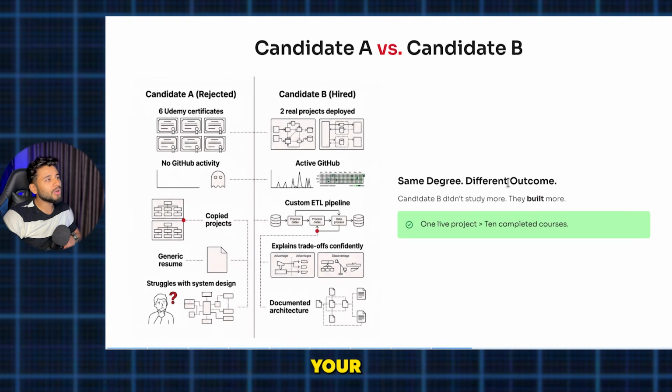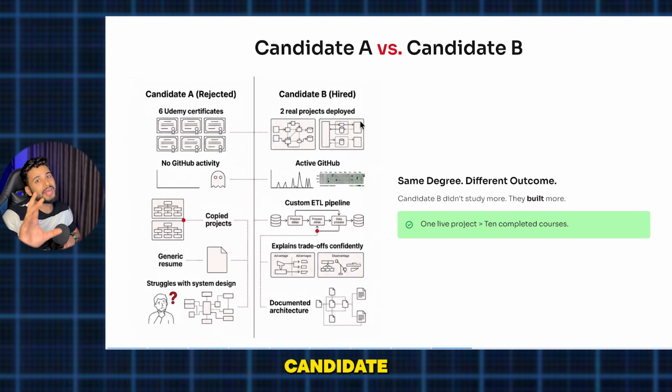Next thing is basically your candidate. There are two candidates, suppose candidate A and candidate B. Candidate A gets rejected because he has 6 Udemy certificates, there is no GitHub activity, he has copied all the projects, created generic resumes, all those things he has done.